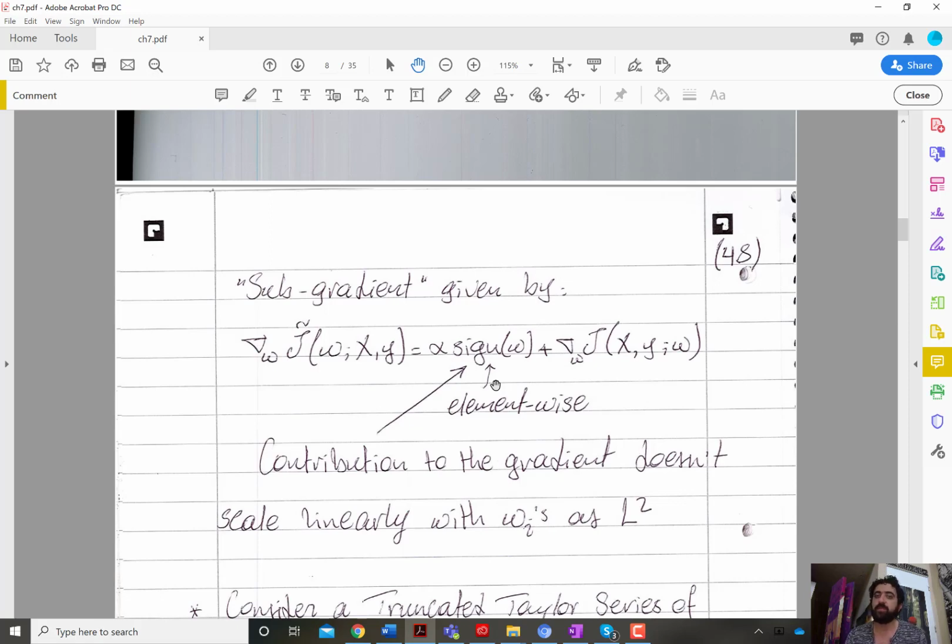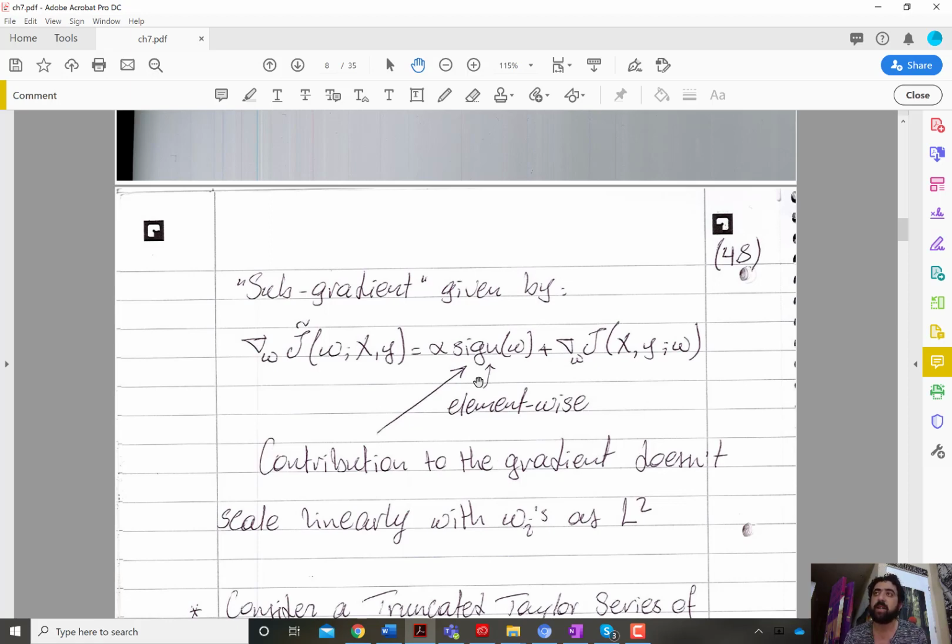Now note the difference. In L2, that term contained the value of the parameter, omega. So the larger the value of the parameter, the larger the impact on the gradient. But here, it doesn't matter what the magnitude of the parameter is. All we care about is the sign. So the subgradient depends on the sign of the individual elements of the parameter, or the direction of the weight vector, but it doesn't depend on the magnitude of the weight vector.